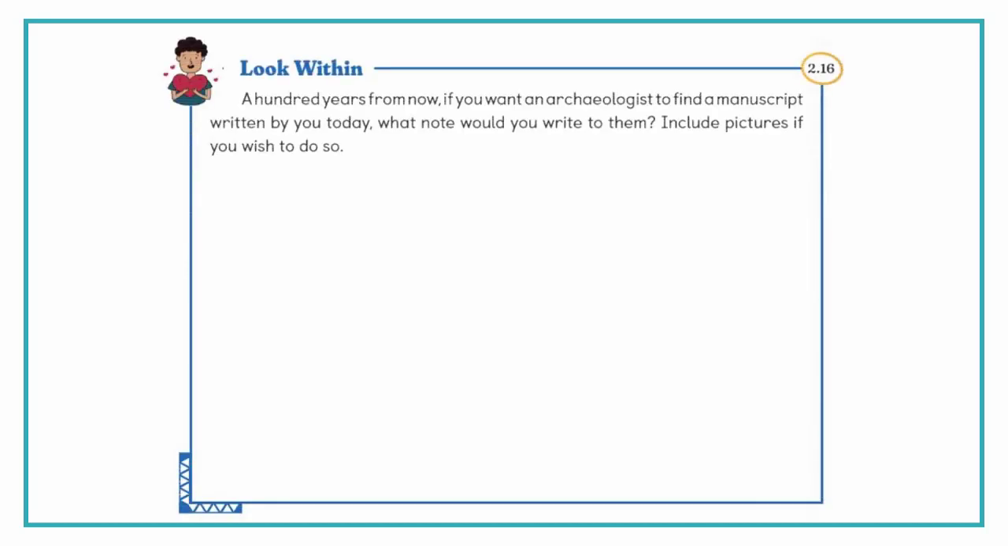Now the next part of the lesson is Look Within. 100 years from now, if you want an archaeologist to find a manuscript written by you today, what note would you write to them? Include pictures if you wish to do so. What note would you write? What would you like to tell people 100 years after you?